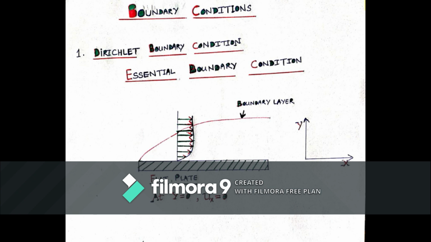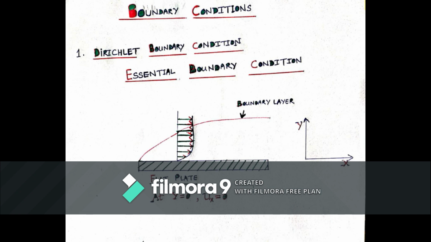Let's take an example of a flat plate where this represents your boundary layer. This is the velocity profile at this section. The velocity in x direction at the plate is equal to 0, and this is represented here. This condition is known as Dirichlet boundary condition. It is very essential for you to enter this value while you are doing any simulation. So this is called an essential boundary condition.